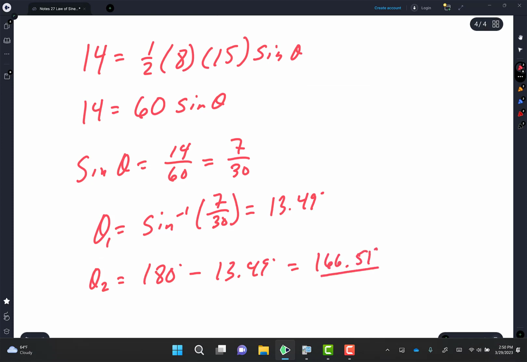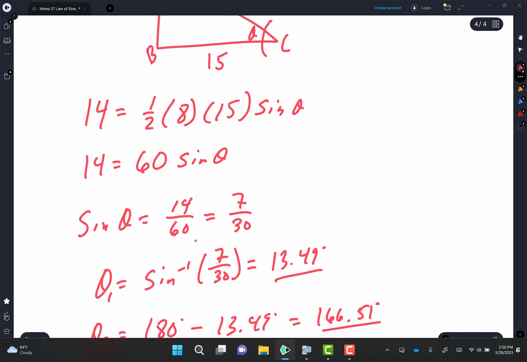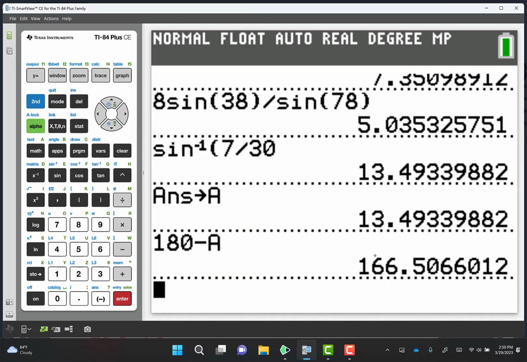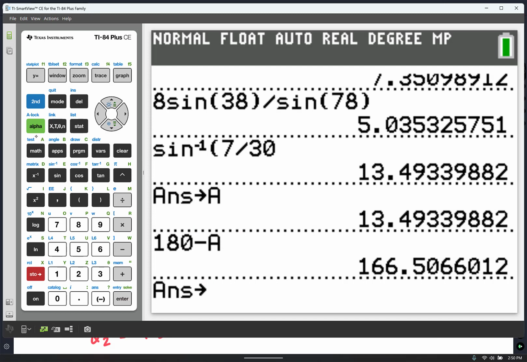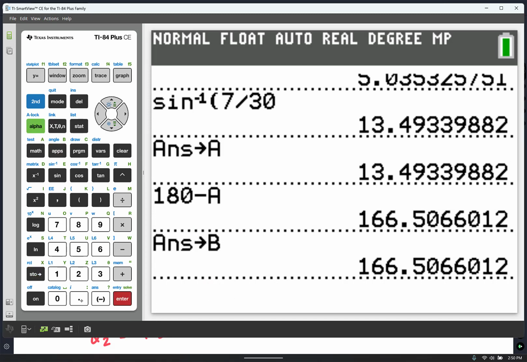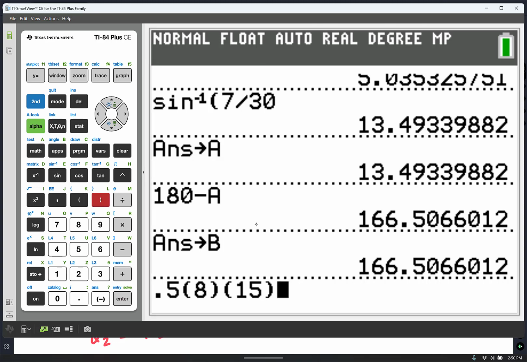And I know what you're thinking. Maybe you're thinking, Chop, those won't give us a triangle with an area of 14. Yes, it does. Look at this. I'm going to store this to B. Store alpha B. And look what I'm going to do. I'm going to see if I get that 14. So 0.5, what was it? Times 8 times 15. And look, I stored it in A and B, guys.